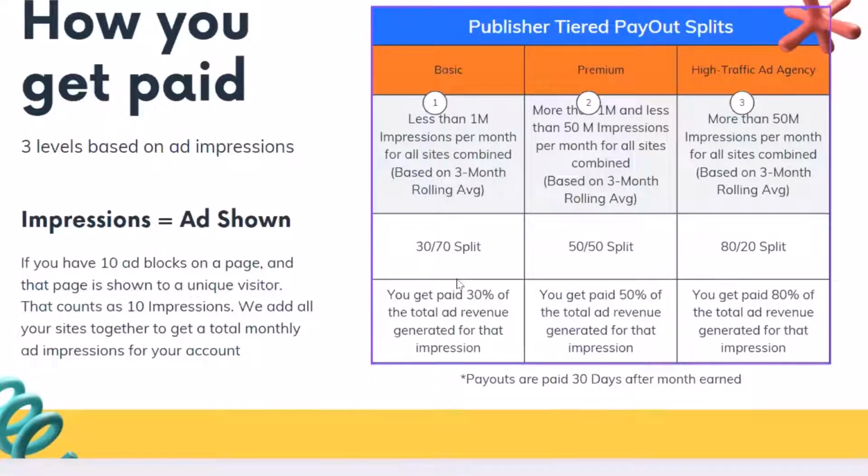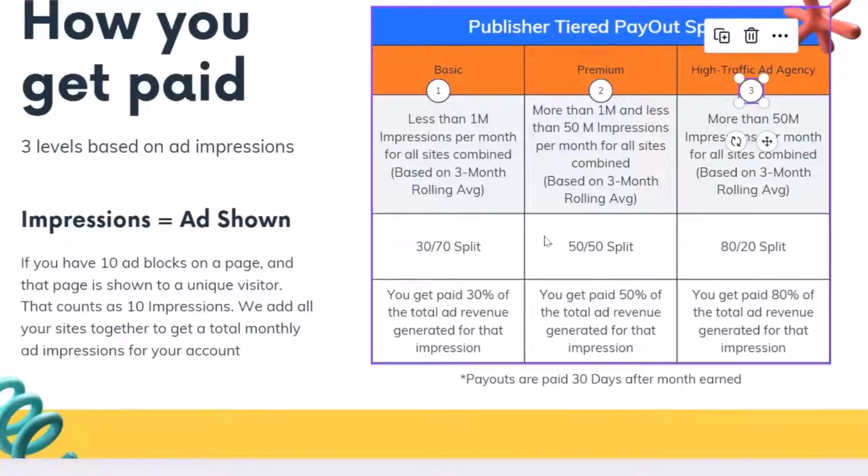This is the basic level right here. You can be a basic publisher for $97. You add our ad code on there, and you never have to touch it. You get paid monthly for any ad shown based on this split revenue.